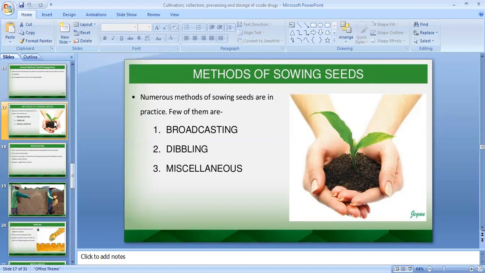Broadcasting means throwing from hands. Second method is dibbling. Dibbling means seeds are dipped into the soil. And then there are many miscellaneous methods for sowing the seeds.